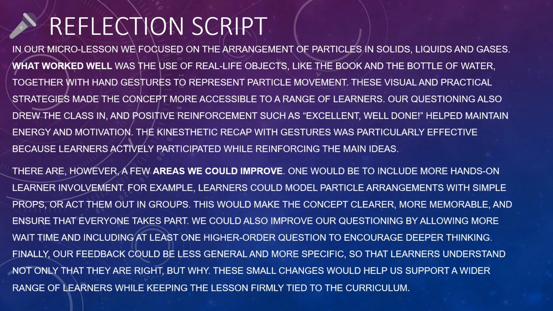And two, we could also improve our questioning by doing what? For example, by allowing more wait time and including at least one higher-order question so that we can encourage deeper thinking even though we're focusing on grade 6 learners. And finally, our feedback could be less general and more specific so that learners could understand not only that they are right, but why they are correct. So these small changes would help us support a wider range of learners while keeping the lesson firmly tied to the curriculum.